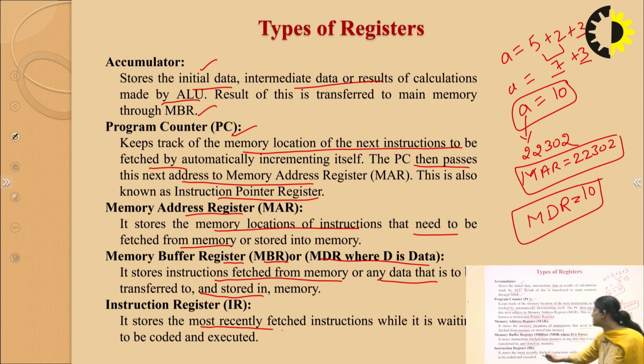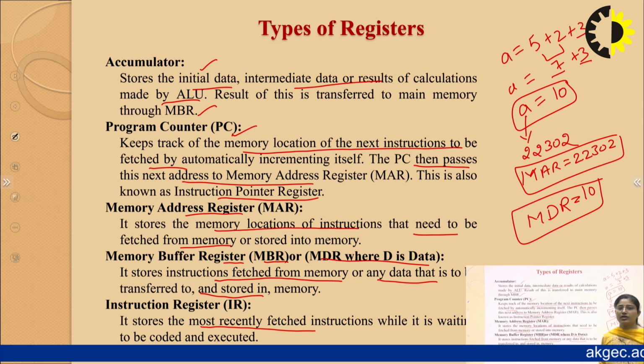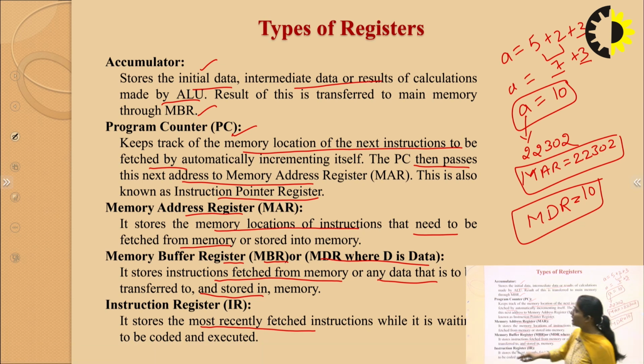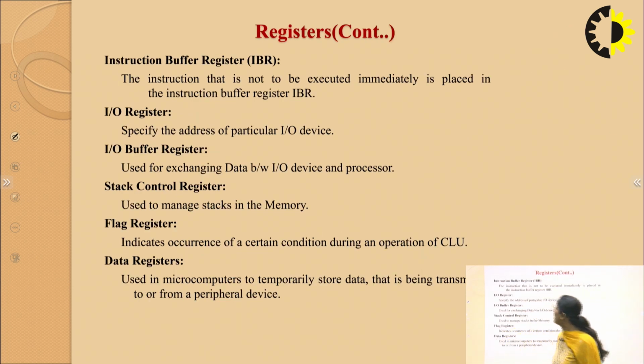Next is instruction register. It stores the most recently fetched instructions. There are a number of instructions that we are going to use, but some are the most recently used instructions. The instruction register will always store the most recently fetched instructions, because whenever we need these instructions, we will directly take them from the instruction register. We don't need to go backward, fetch the address of that instruction, and then fetch the data. It will take some time. Those instructions that are most recently used are stored in the instruction register, so that our program can be easily decoded and executed.